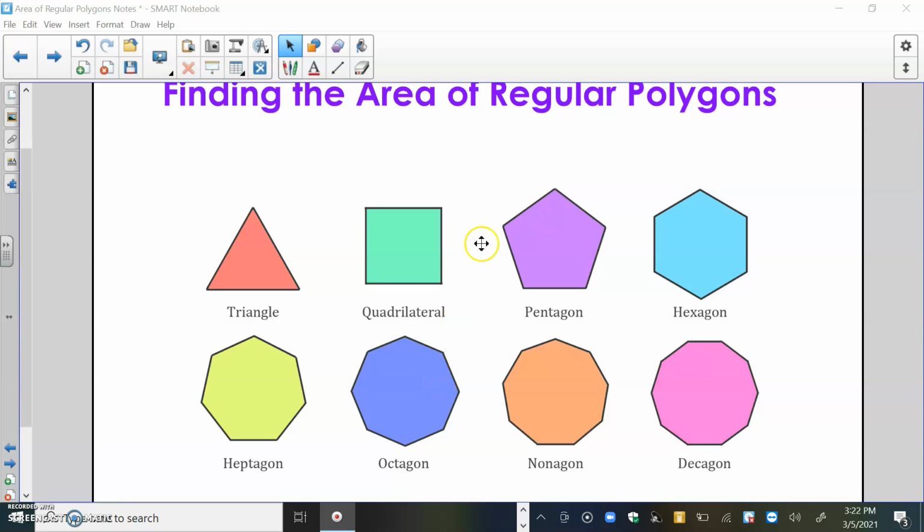It's also important to note that they're regular polygons, meaning all of the sides are of equal length as well as all of the angles. So this method that we're about to do only works because of that property.